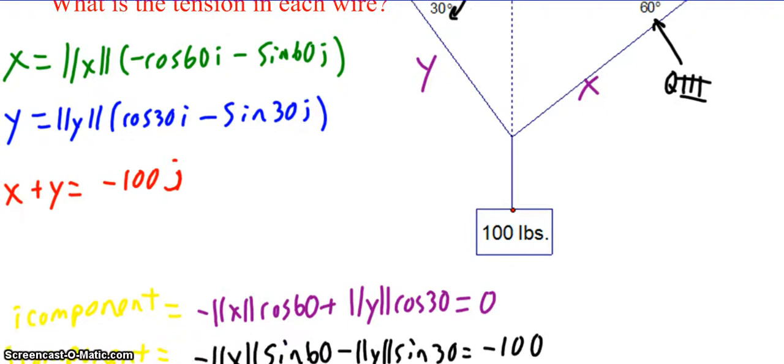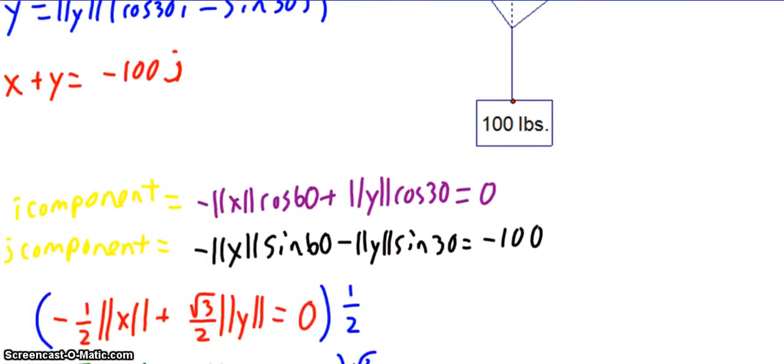Okay, and then I know the resultant of these two vectors. If I add them together, I get this 100 pounds going down. So I know X plus Y is negative 100 j. So now I need to write a system of equations. So the i component of this resultant vector is negative magnitude of X cosine of 60 plus magnitude of Y cosine of 30 equals 0, because the i component of this vector is 0. The j component is negative magnitude X sine of 60 plus magnitude Y sine of 30 is negative 100.